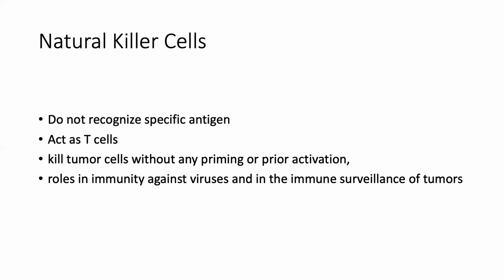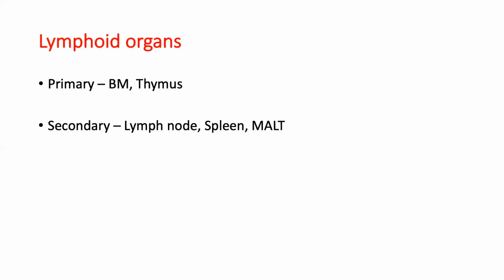So lymphoid organs: primary lymphoid organ and secondary lymphoid organs. Secondary lymphoid organs will be lymph node, spleen, and mucosa-associated lymphoid tissue, which is the lymphoid tissue present just underneath the mucosa. So respiratory mucosa, the oral mucosa, or gastrointestinal tract mucosa.